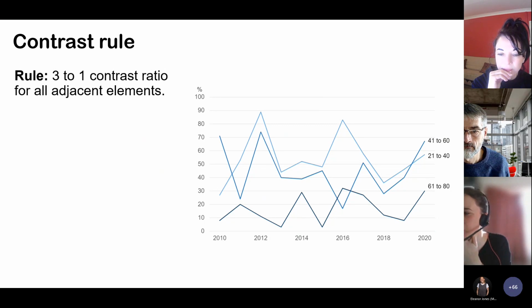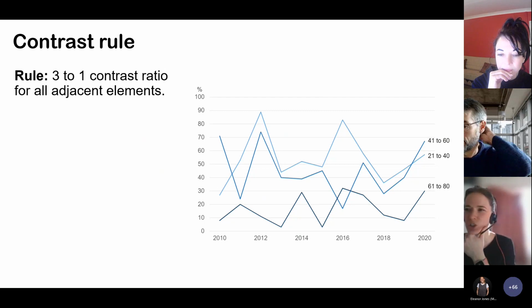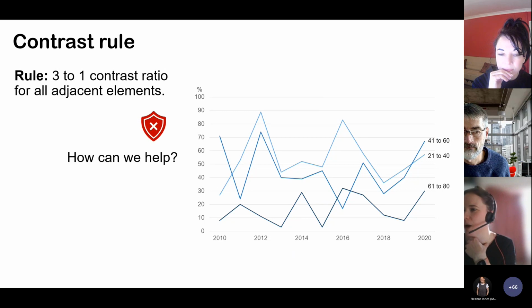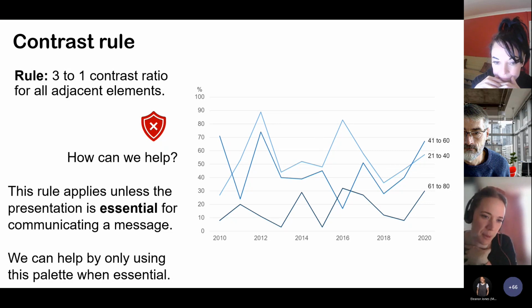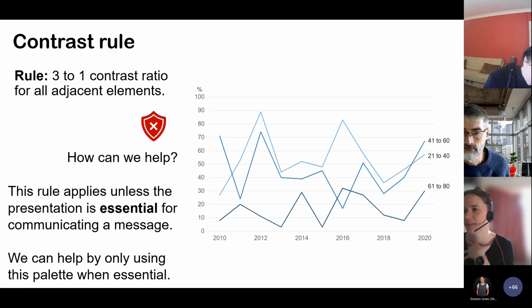And they're going to have problems where the light blue crosses over with the mid blue. So we're not going to get a tick for this. We're going to get a cross again. How can we help with this one? Well, the caveat with this one is, like I said, it does get a little bit more complicated. The 3:1 contrast ratio rule applies unless the presentation is essential for communicating the message. So we can help by only using this palette when essential. So only using it when we definitely need sequential data. Otherwise, use the categorical color palette.